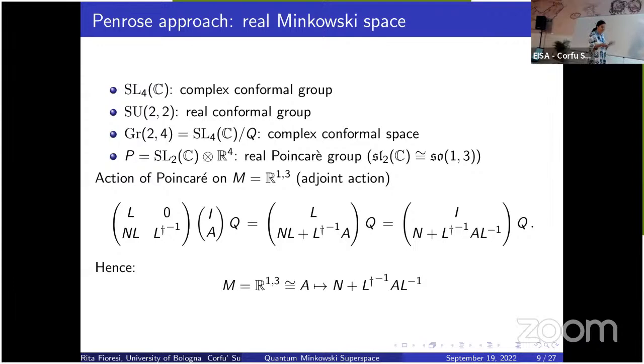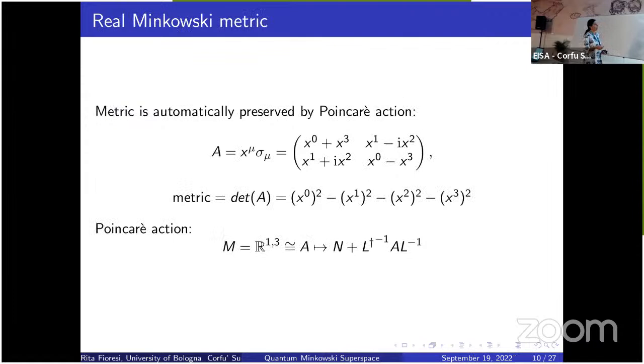You see, when you take a 2x2 complex matrix and you view it as real, so you're looking at a real form, you see that the determinant is preserved. I personally liked very much Penrose's idea, and I think it's a very fruitful and interesting point of view. Because in this business, if you view the Minkowski as a big cell inside the Grassmannian, the action of the Poincaré will come for free.